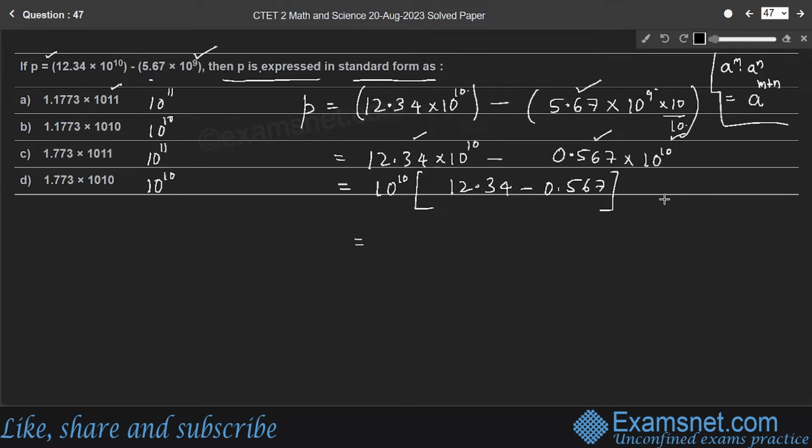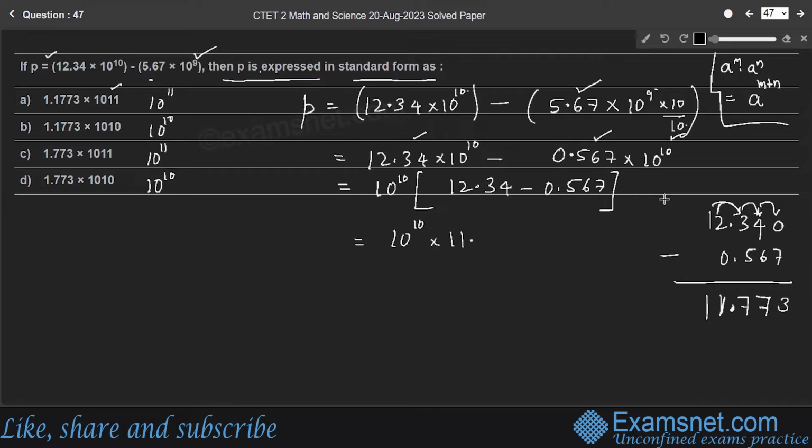Just subtraction of decimals. So 12.34 minus 0.567, right? Here it becomes 0, so 10 minus 7 is 3, and 4 becomes 3. So borrow 10 from 3, so 13 minus 6 is 7, right? Then 3 becomes 2. So borrow 10 from the previous place, it becomes 12 minus 5, which is again 7, and it becomes 11.773, right? 10 raised to 10 into 11.773. So that is the value of P.